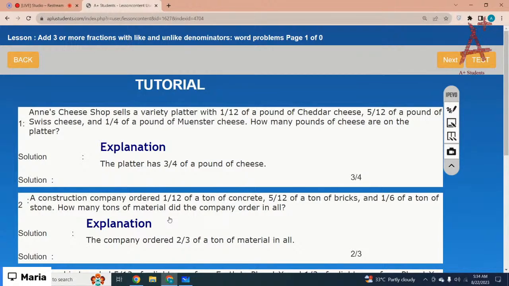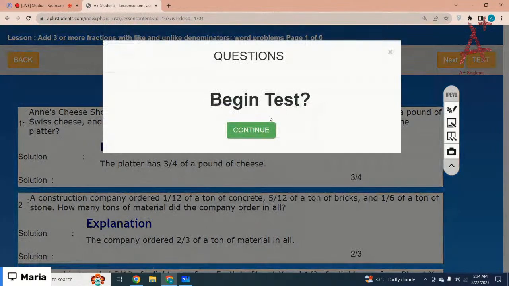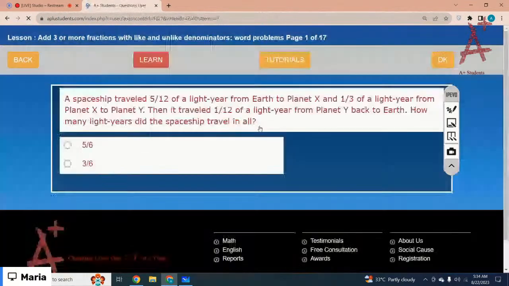Okay, let's just start with the practice questions. A spaceship traveled 5/12 of a light year from Earth to planet X, one third of a light year from planet X to planet Y. Then it traveled 1/12 of a light year from planet Y to Earth. How many light years did the spaceship travel in all? You have to add them: 5/12, one third, and 1/12.